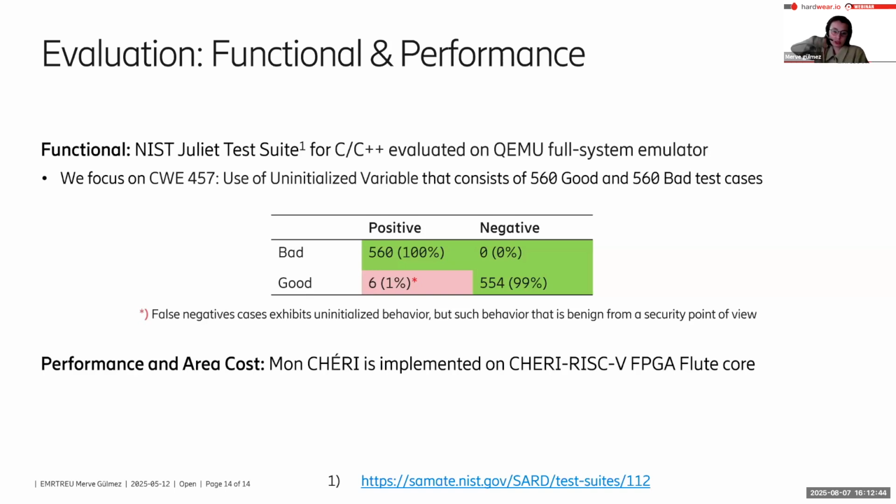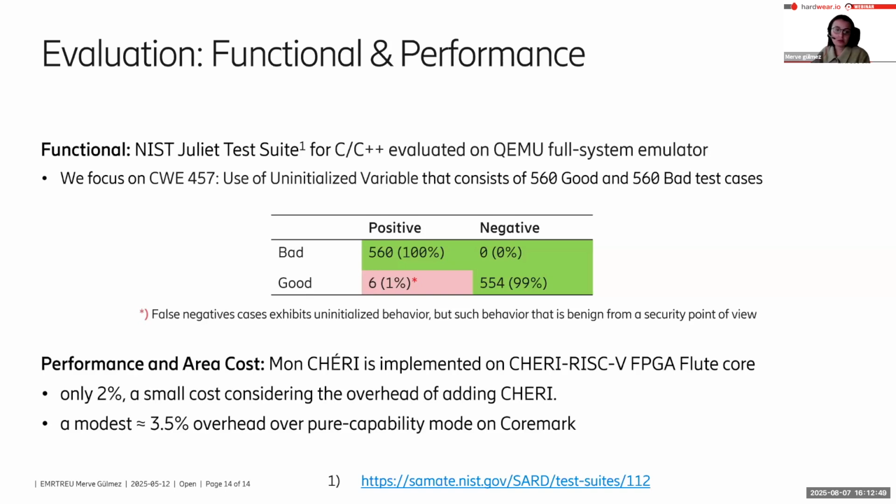We implemented MonCheri on the CHERI-RISC-V FPGA Flute core, and we have two percentages of overhead. From the performance perspective, we have 3.5 percent when we run CoreMark. This actually comes not from the hardware changes, but from the store linearization pass, which changes a lot how the program runs. That's why we got this overhead.